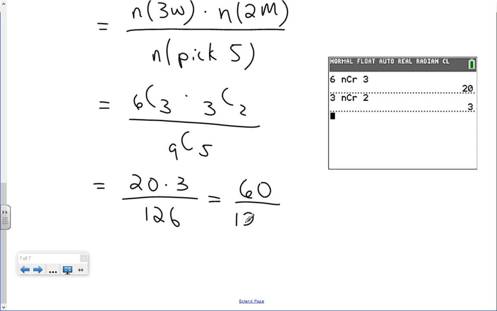So that's 60 over 126, almost a 50-50 chance that that's going to happen. 63 out of 126 would have been exactly a 50% chance of that occurring. All right, one last example here.